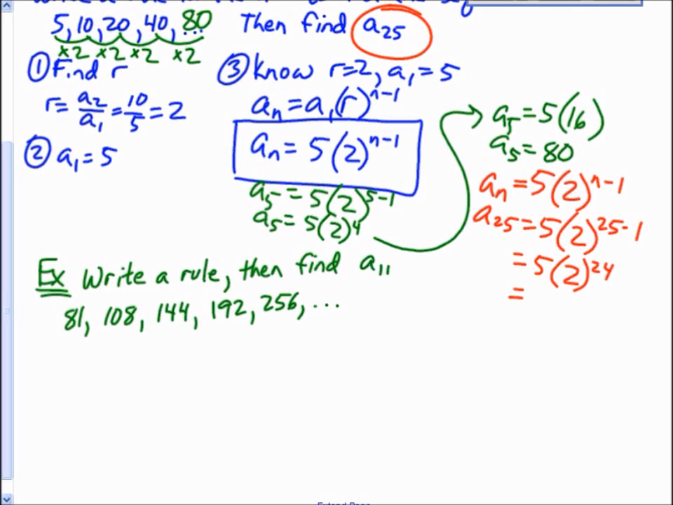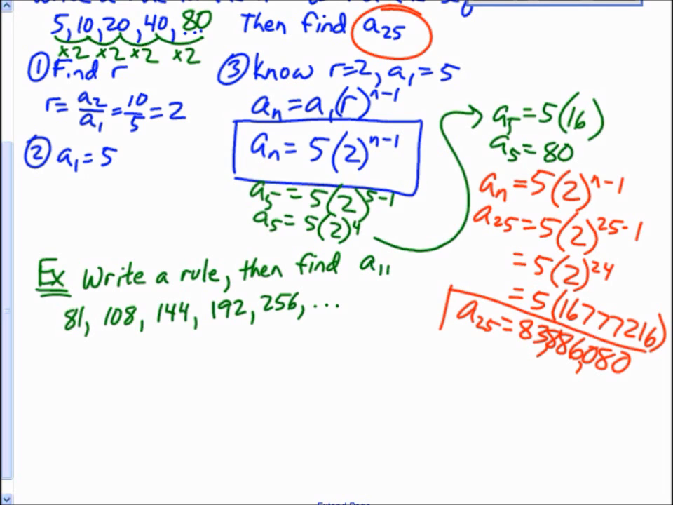So 2 to the 24th is 16,777,216, and I multiply by that 5. Okay, then multiply by 5, 5 times 5 equals big number, 83,886,080. 83,886,080 is, I believe, what I said there. So there's our 25th term. That's a really large number there. Okay, sorry about that. Back to the green example here.